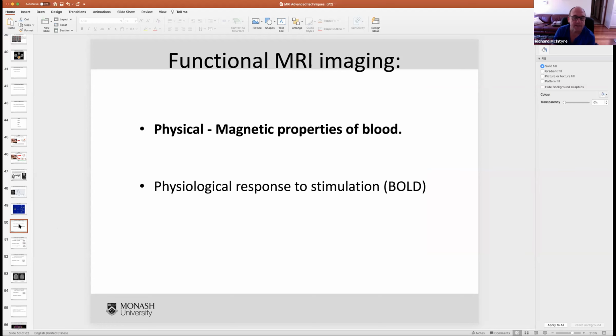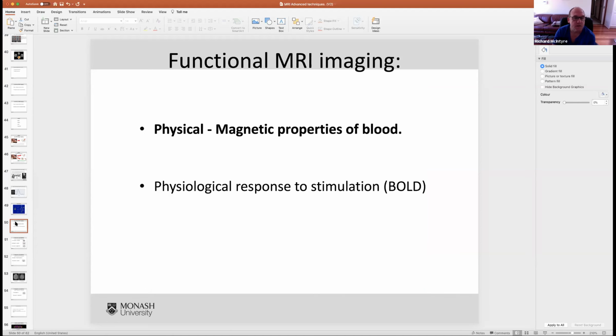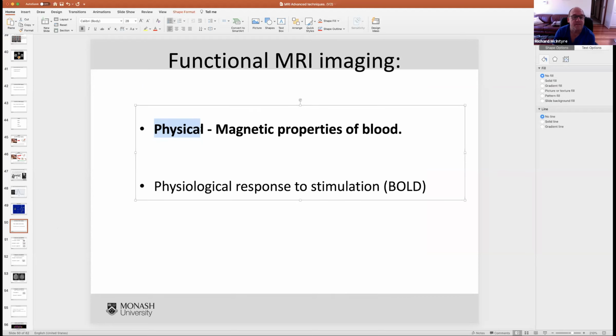So it's brighter. Okay, so that's all because of the biological processes or the BOLD effect. Now we're going to talk about physics. We love that. Physical or magnetic properties of blood.